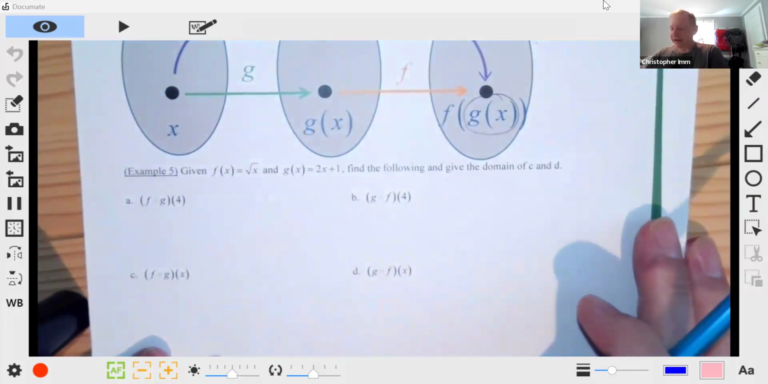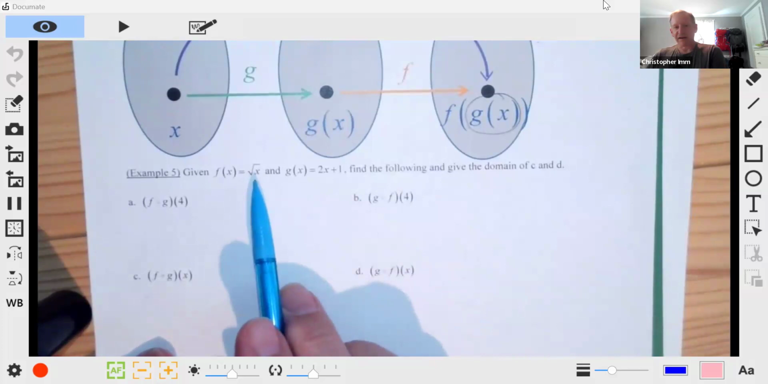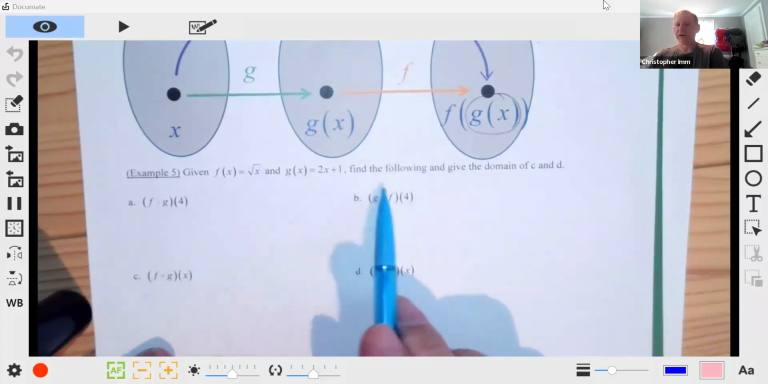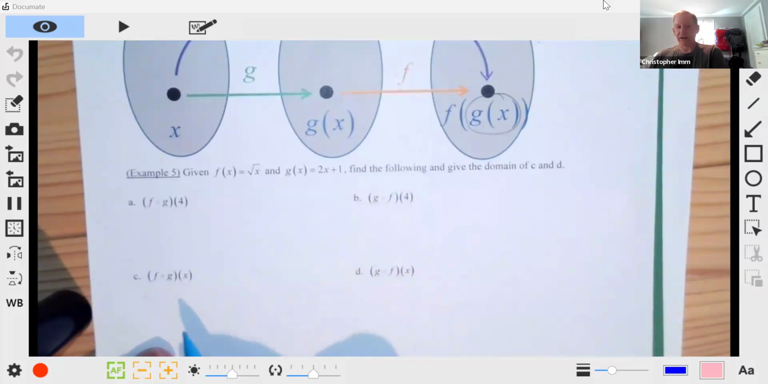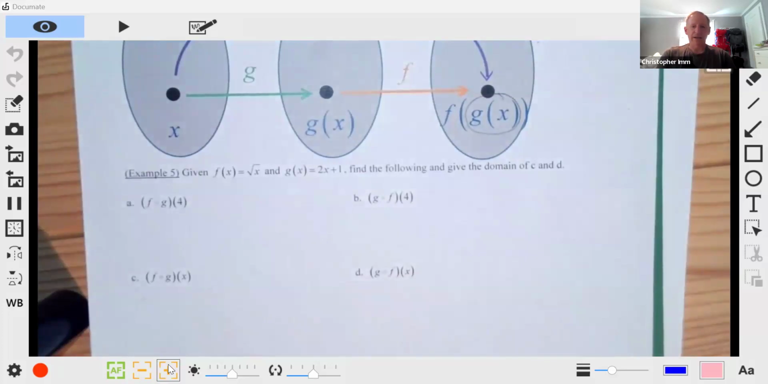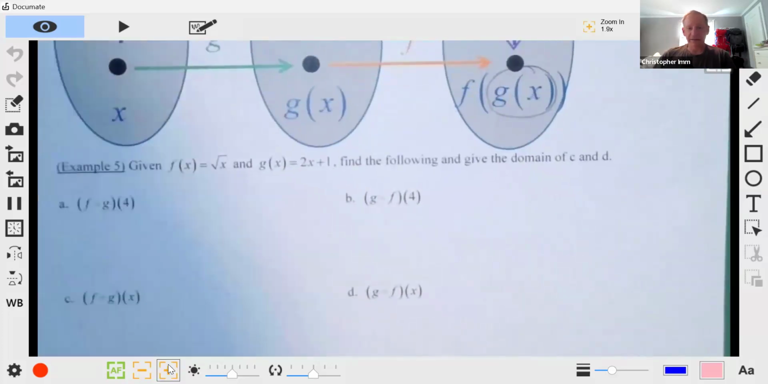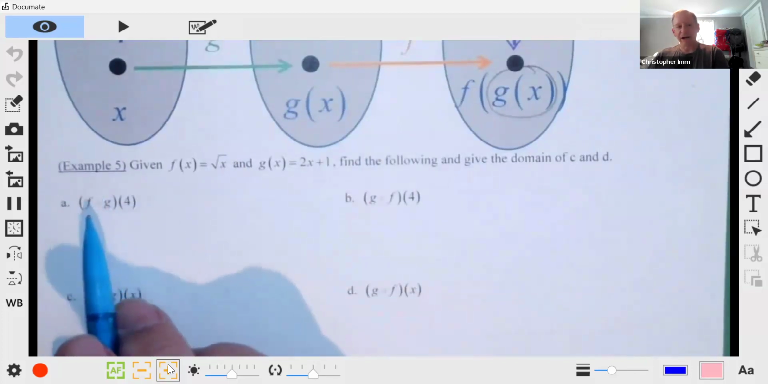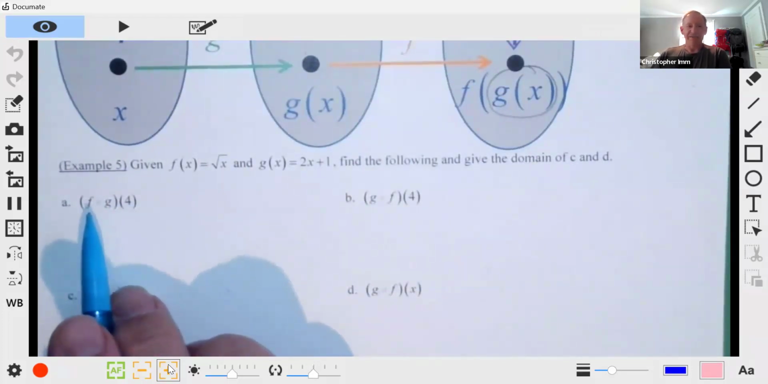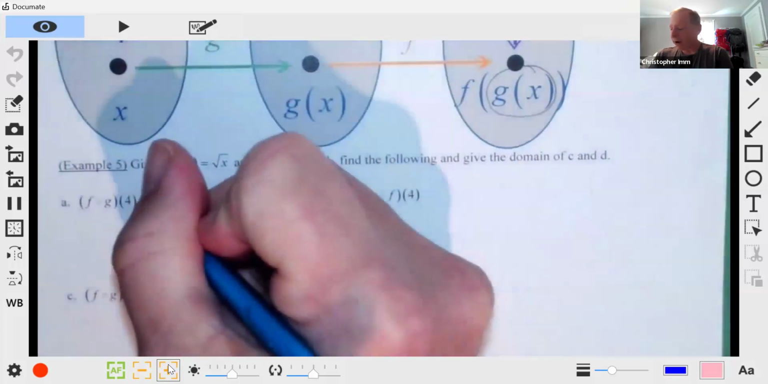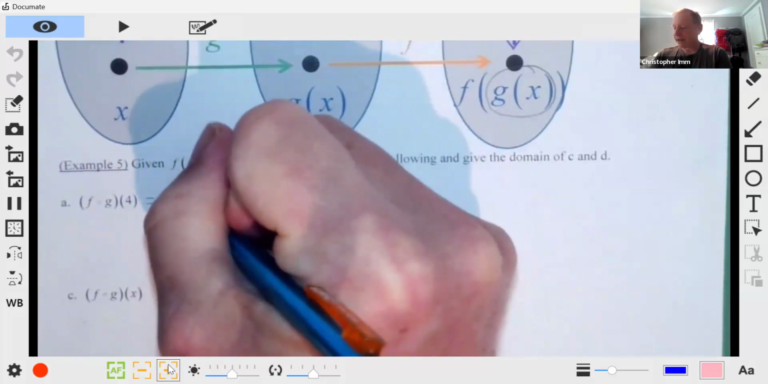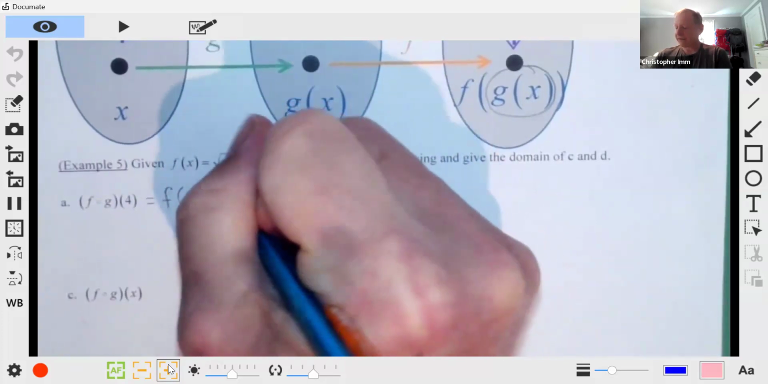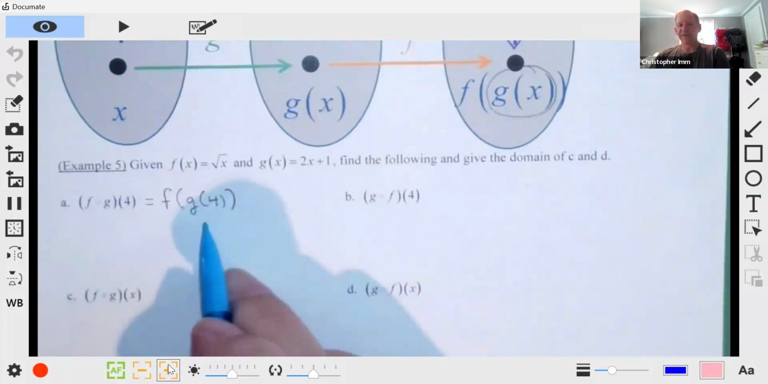So in example 5, we're given two functions, a square root function and a linear function. We want to find the following and give the domain of those general compositions here. Let me go ahead and zoom in a little bit so we can see that notation. When we have a composition, this is f of g of 4, we always rewrite it. So this is going to be f of g of 4. So for that we use parentheses here.